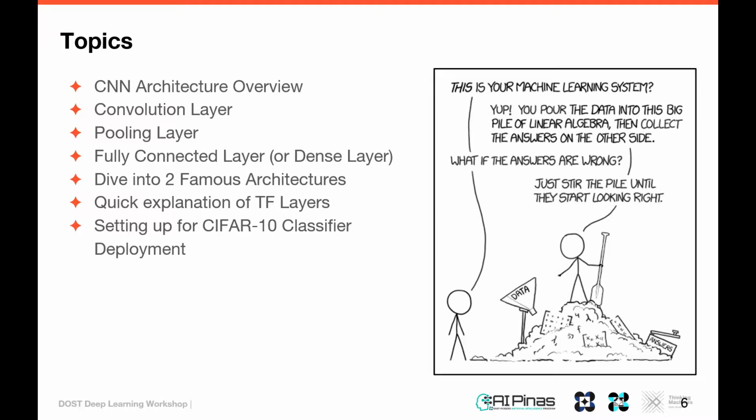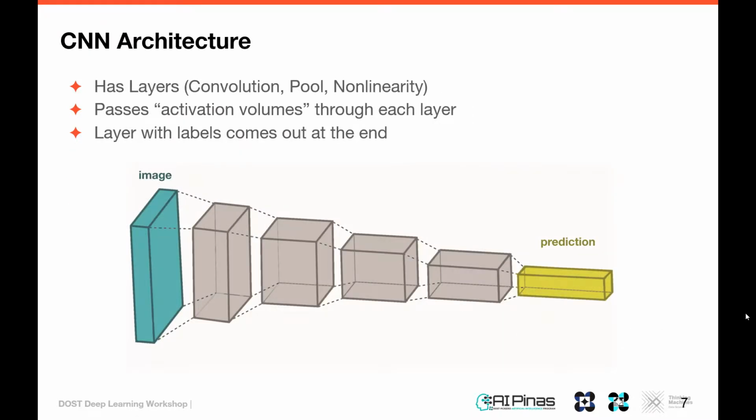So what are we going to cover in this segment? We're going to cover how CNN architectures are built. We're going to talk specifically about 3 layers: the convolution layer, the pooling layer, and the fully connected layer. We're going to go through 2 famous CNN architectures and then switch to hands-on, more practical work, explaining how TensorFlow layers work and how to set up the CIFAR-10 classifier on Google Cloud Platform so you have a nice working end-to-end image classifier. Okay, so let's start talking about the typical architecture of a convolutional neural network. So first, a convolutional neural network has layers that are distinct and feed into each other.